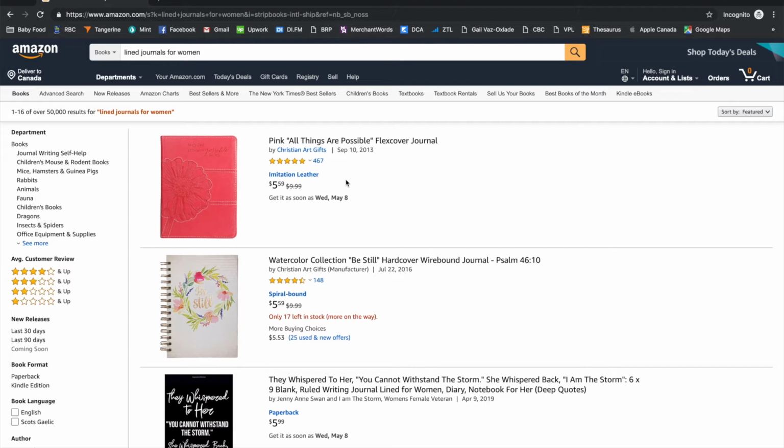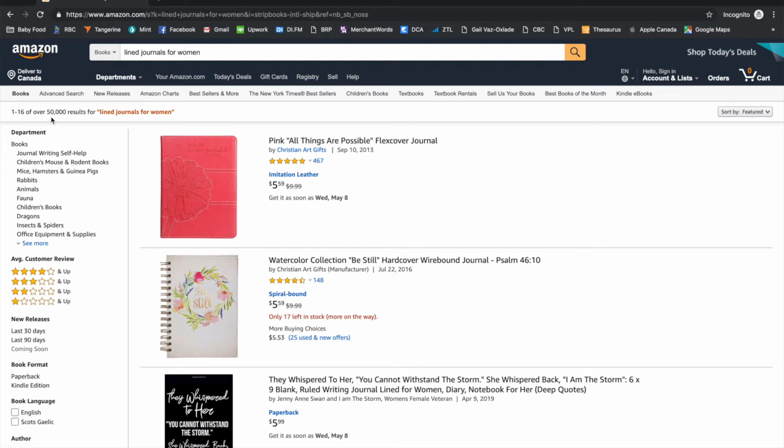We do want to pay attention to how many books already exist. So for example, when we go up into the left-hand corner here, we can see that there's over 50,000 results. So that's a fairly saturated keyword. If this was me and I was validating this keyword, I probably wouldn't want to use this as one of my main keywords because it is quite saturated. But this is still just an example, so we're going to just keep moving forward with this particular keyword.